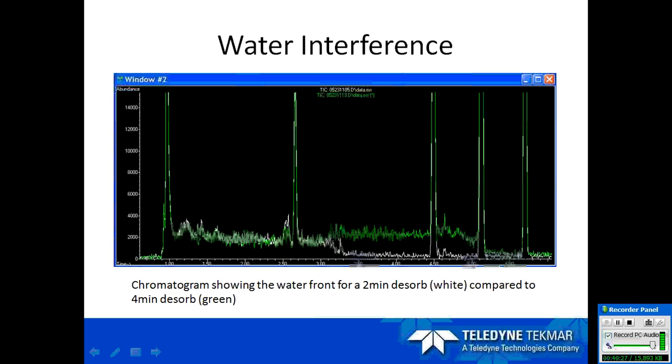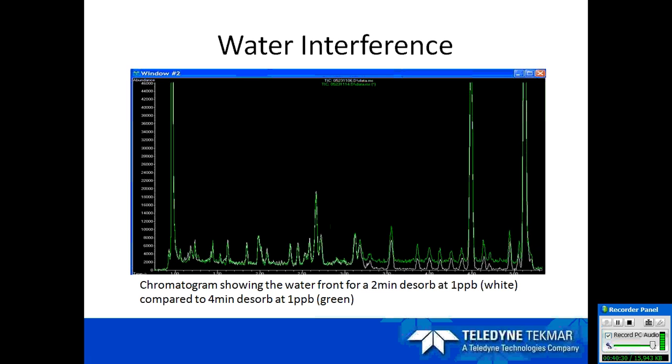Then we also look at this chromatogram, which shows the waterfront at a 2 minute desorb at 1 ppb compared to a 4 minute desorb at 1 ppb. The waterfront basically ends for the 2 minutes at 3.3 minutes. That's where the waterfront ends and the baseline returns to normal. Then for the 4 minute desorb, you can see the 4 minute desorb at 1 ppb goes all the way out to 5.3 minutes. So there's a big difference in where the waterfront ends.